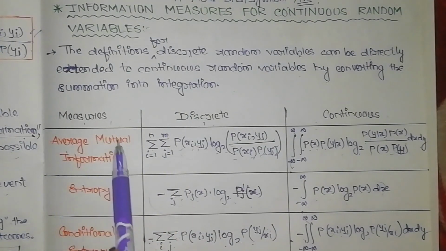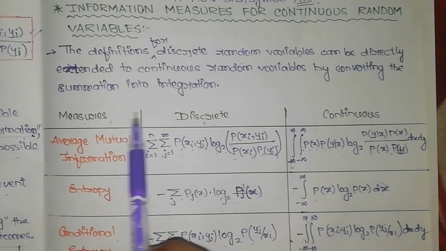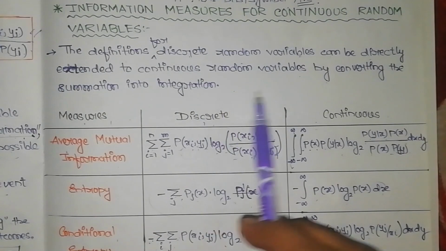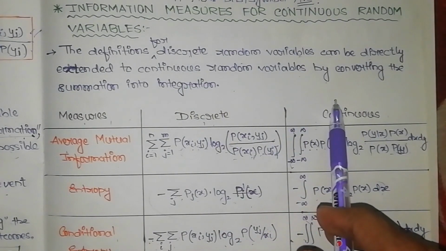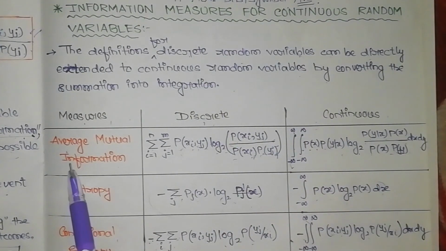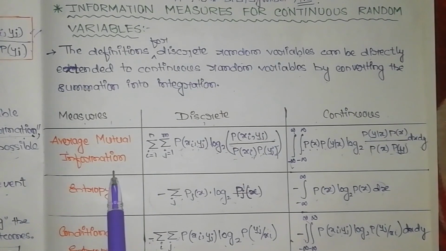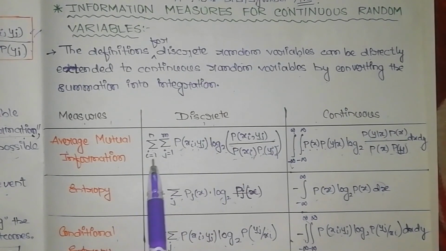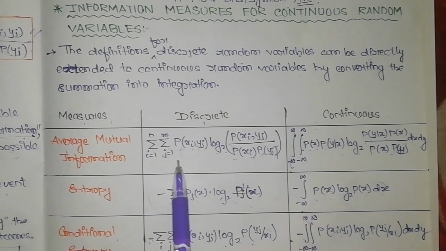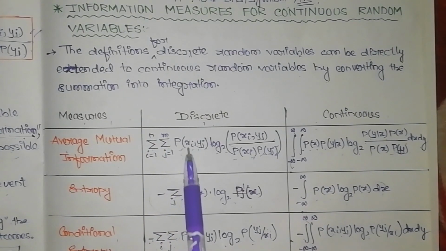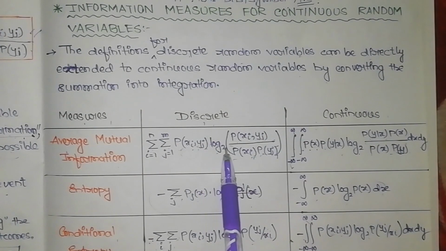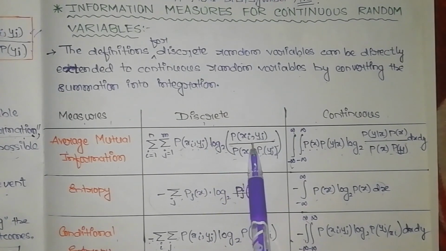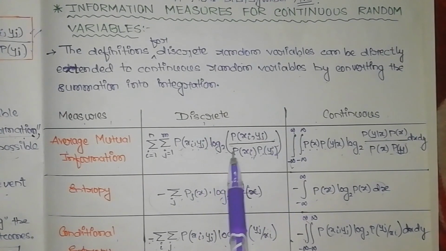So I have built a table of the measures and the discrete and the continuous formula. The first measure is average mutual information. For the discrete one, it has the formula summation over i up to n, summation over j up to m, p of xi comma yj into log of p of xi comma yj divided by p of xi into p of yj, base 2.